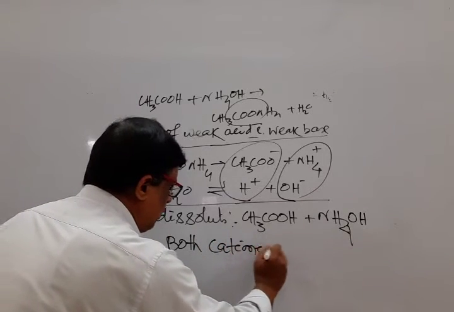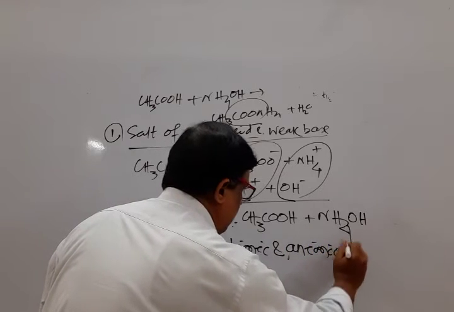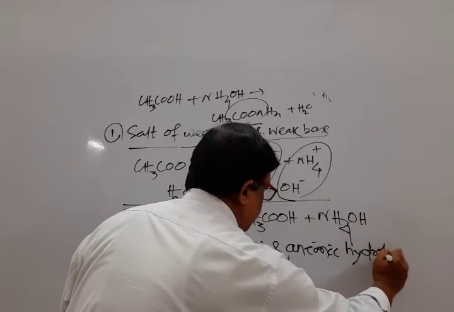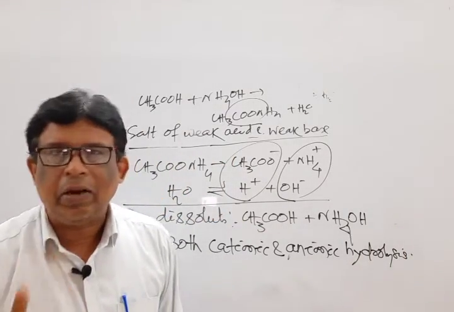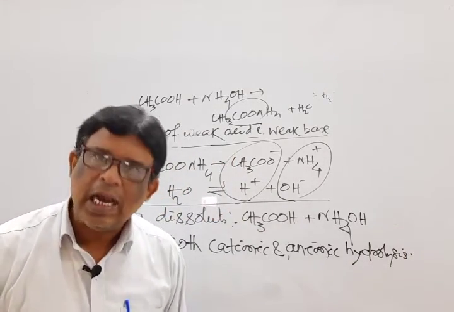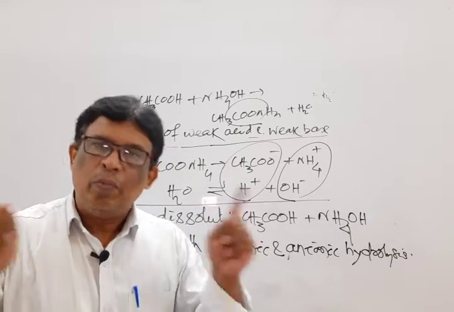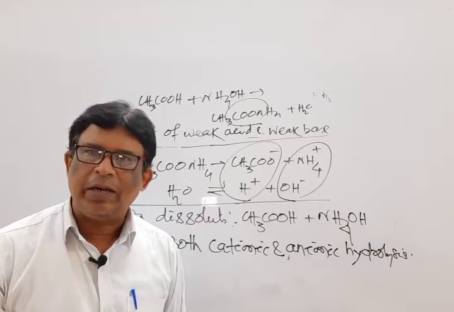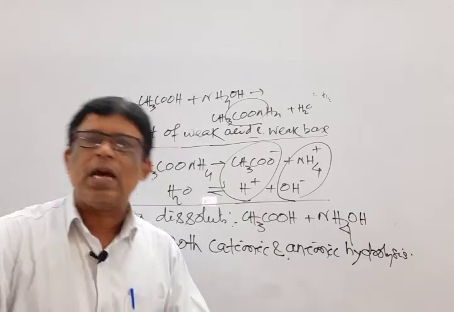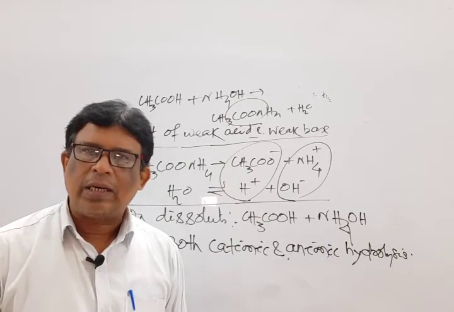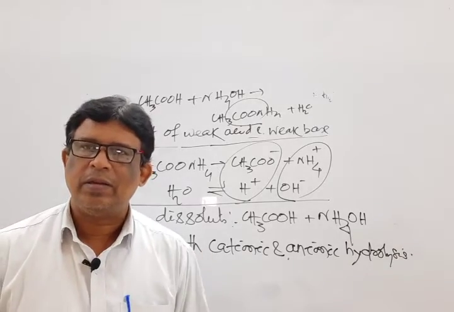cationic and anionic hydrolysis. I repeat again. When the cation of the salt interacts, it is known as cationic hydrolysis. Anion of the salt interacts, anionic hydrolysis. Both cation and anion of the salt interact, then both cationic and anionic hydrolysis. If neither the cation nor the anion of the salt interacts, then hydrolysis does not take place.